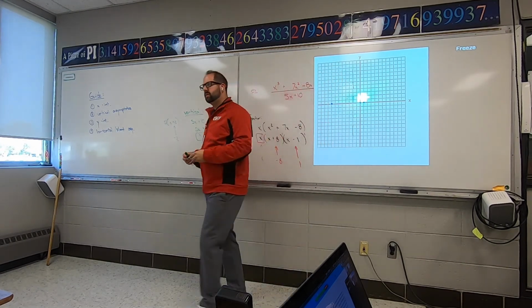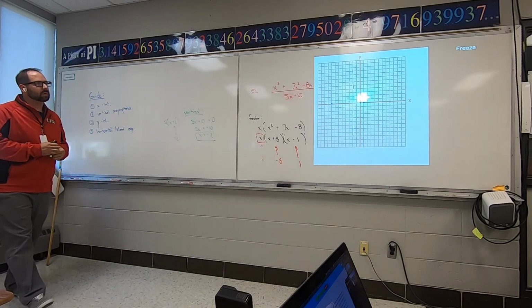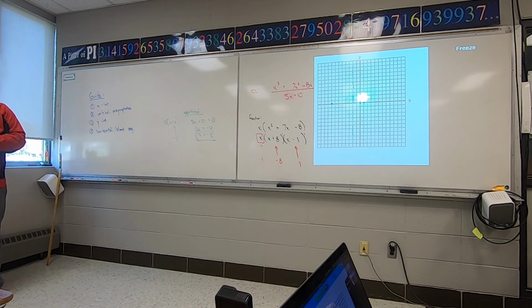Questions? Okay. So we have a vertical asymptote. In this drawing, we only have 2 pictures: the left side of the vertical and the right side of the vertical. There's only 2 things happening.